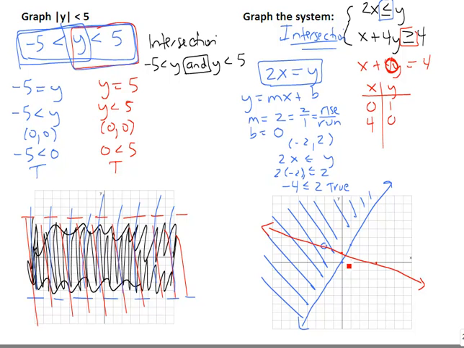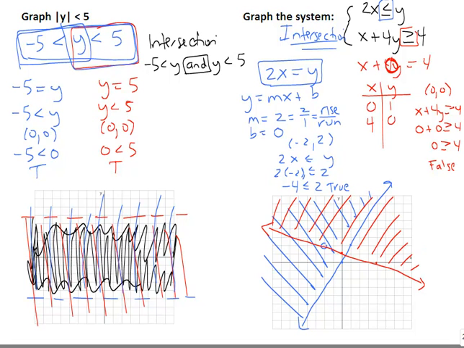Now the origin is not on the line, it's just below, so I can use the origin as my test point. I'm going to plug it into my original inequality. So this becomes 0 plus 0 greater than or equal to 4. 0 is not greater than or equal to 4, so it's false. Since the origin is below the line and it didn't work, I want to shade the other side, so I'm going to shade up above.